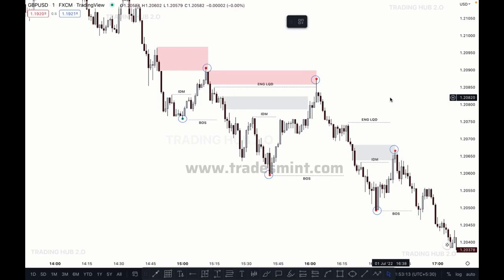In advanced liquidity we mean engineering liquidity, inducement and external liquidity. Let me show you a few more examples in a bullish market, how we can read it and how you can utilize it in your trading style.